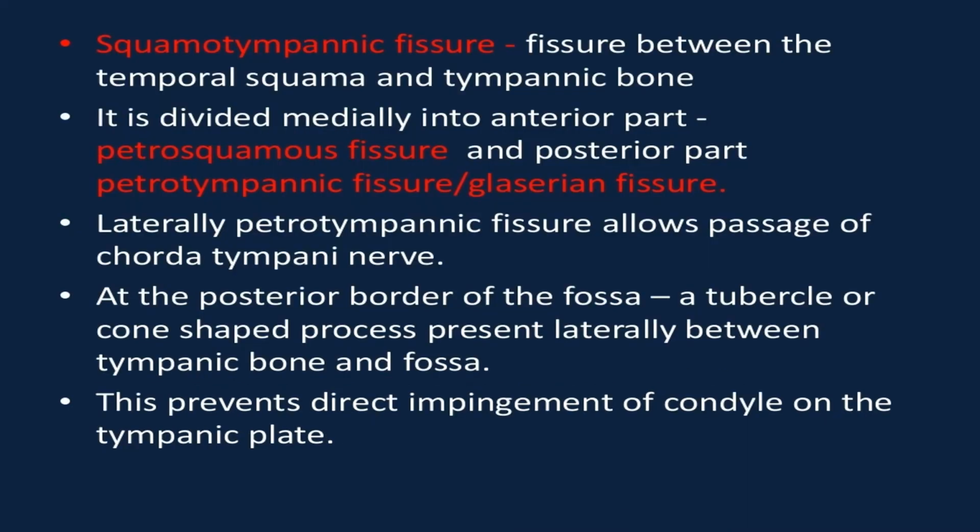Squamotympanic fissure is the fissure between the temporal squama and tympanic bone. It is divided medially into an anterior part, the petrosquamous fissure, and a posterior part, the petrotympanic fissure or Glaserian fissure. Laterally, the petrotympanic fissure allows passage of the chorda tympani nerve. At the posterior border of the fossa, a tubercle or cone-shaped process is present laterally between the tympanic bone and fossa. This prevents direct impingement of the condyle on the tympanic plate.